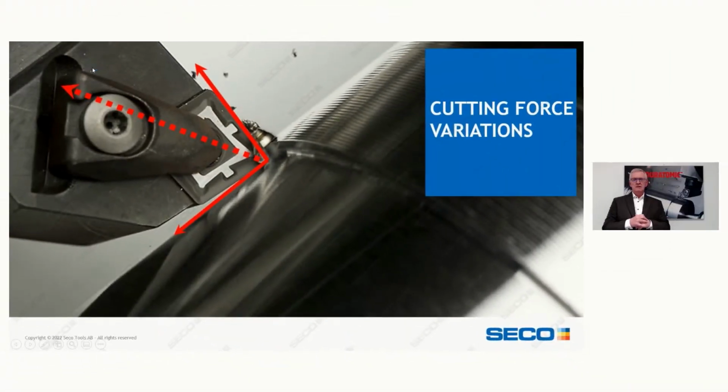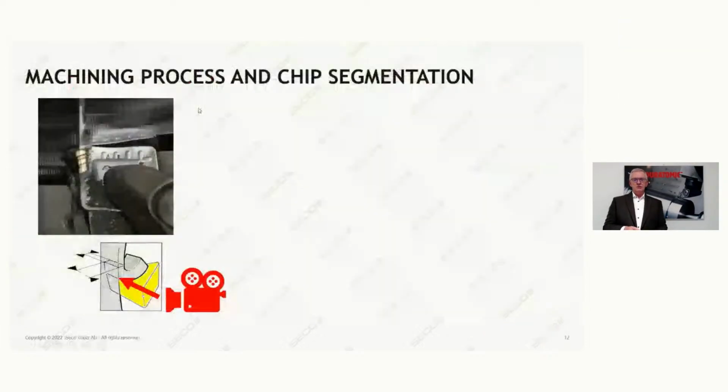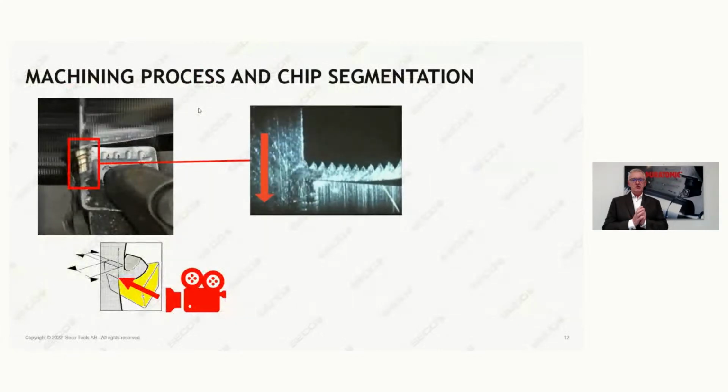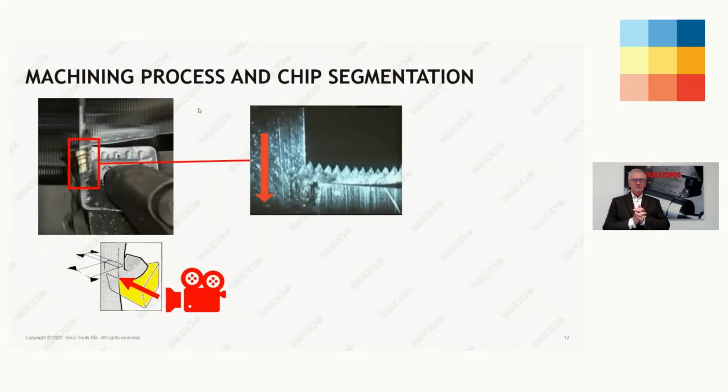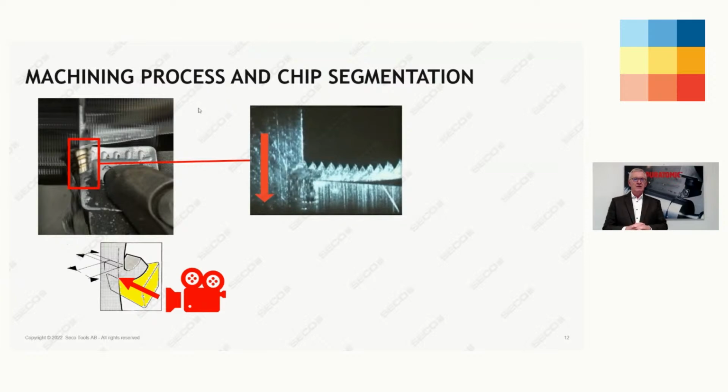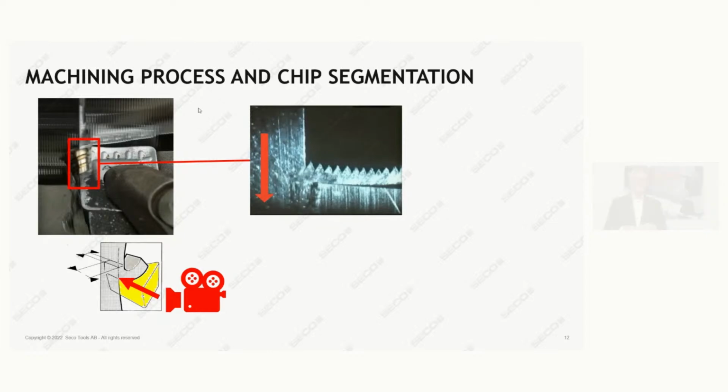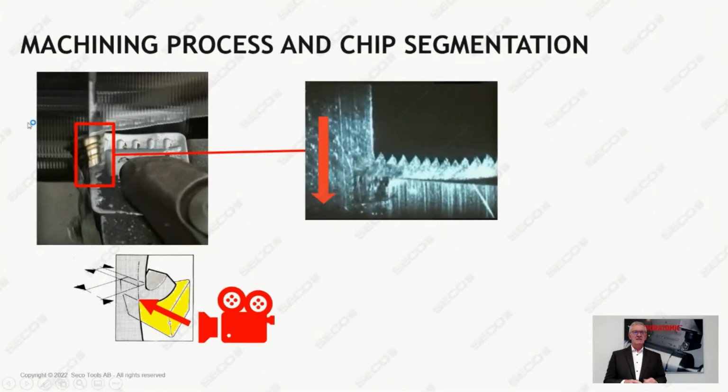Cutting forces, I already said in machining we have cutting forces. Cutting forces will bend a cutting tool, but will not necessarily make it vibrate. So we have to talk a little bit about cutting force variations. What you see here is a fast-moving video on how a chip is formed in case of steel machining. And what we see is that chip formation here is a rather fluent process.